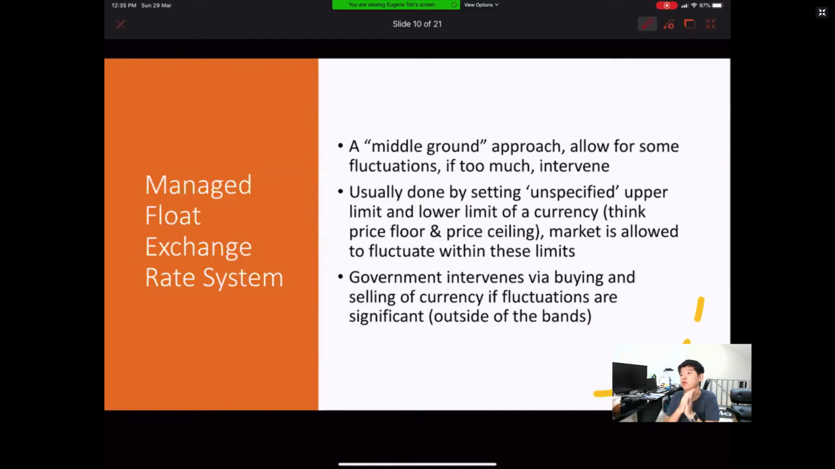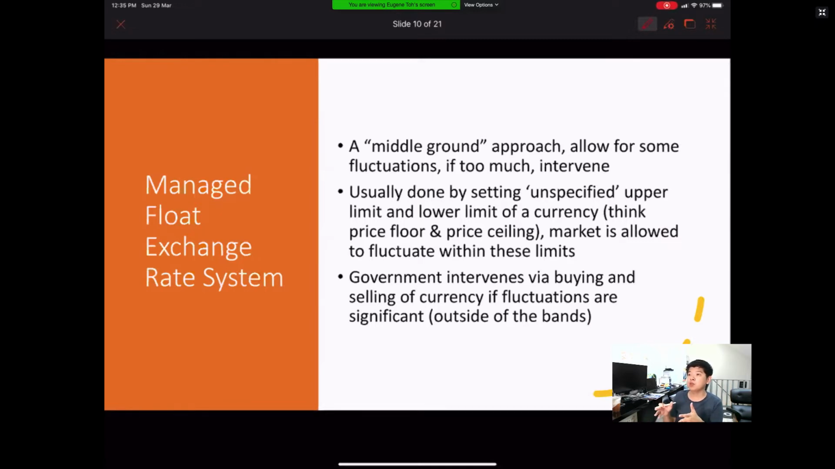Now, if you think about the free floating exchange rate system, it's too volatile. It has too much fluctuation. Your currency can appreciate or depreciate on a day-to-day basis too significantly, which is bad. You think about fixed exchange rate system, it is too rigid. It doesn't give any room for maneuver, so it's also bad.